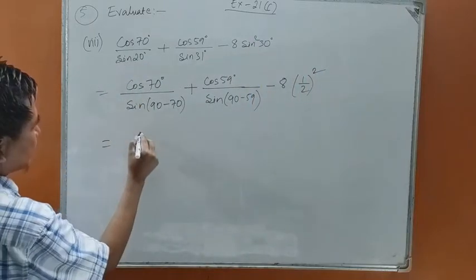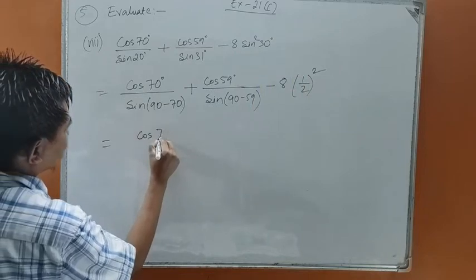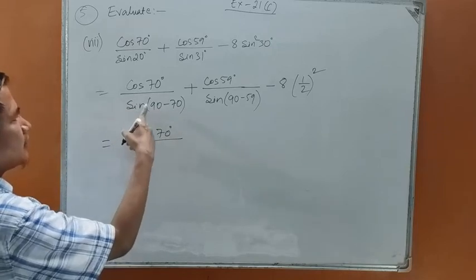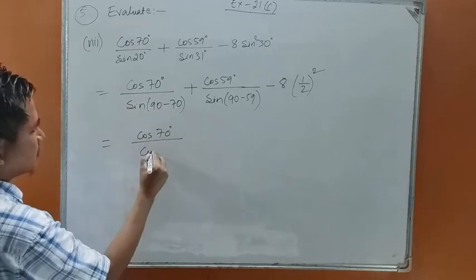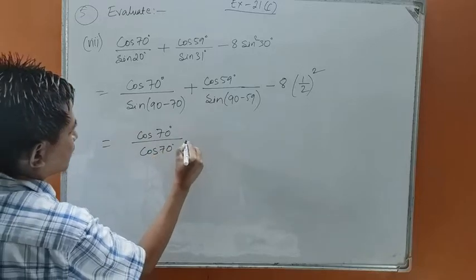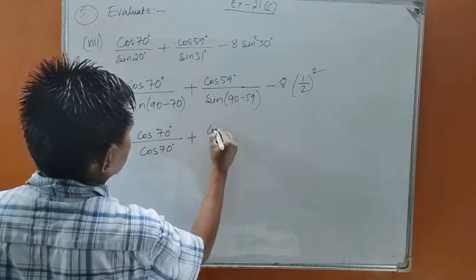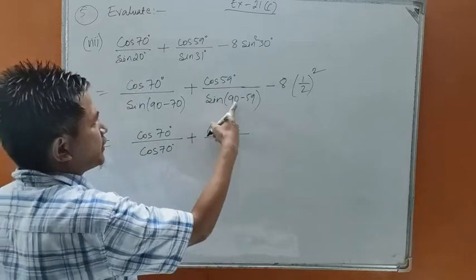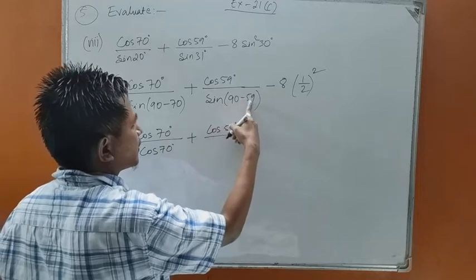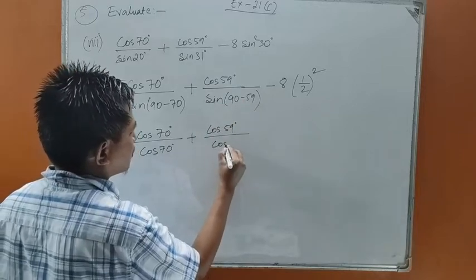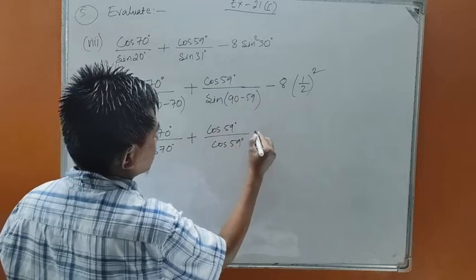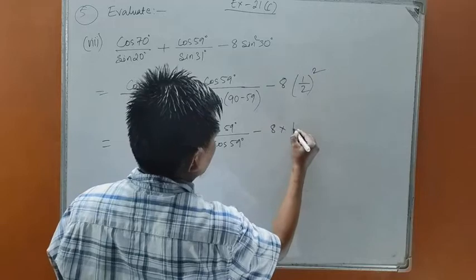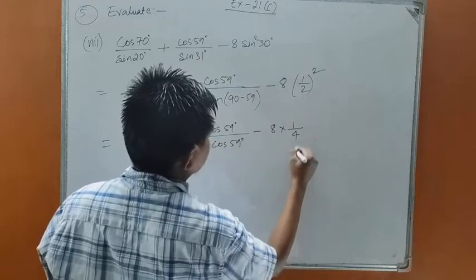Okay, so cos 70 we copy as it is, cos 70 degree. Now here we have sine 90 minus theta. Sine 90 minus theta is cos theta, that is cos 70, plus cos 59 we copy as it is, cos 59 degree. In the denominator we have sine 90 minus theta, theta is 59, so that is cos 59, isn't it? Minus 8 into 1 squared means 1, 2 squared means 4.